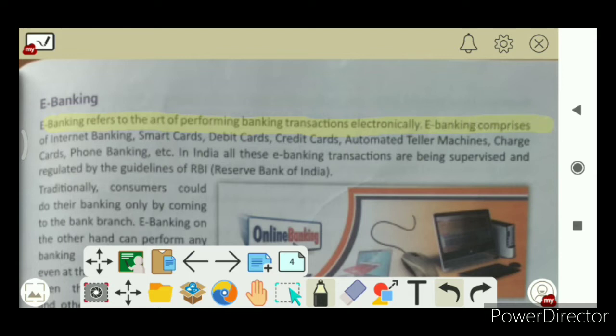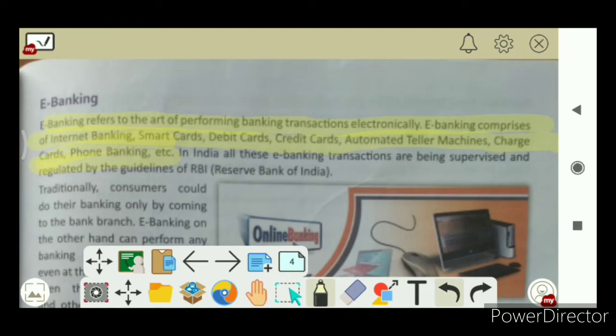E-banking comprises internet banking, smart card, debit card, credit card, automated teller machine, means ATM, charge card, phone banking, etc. It means, if you do banking activities online, then this is known as e-banking, right? E stands for electronic.